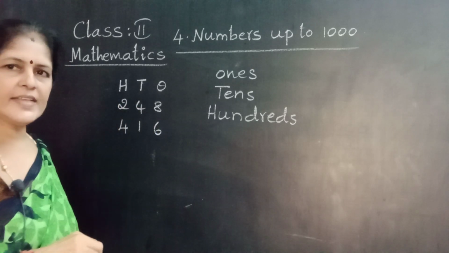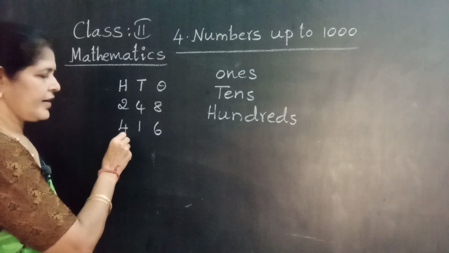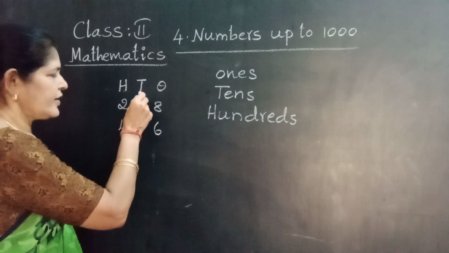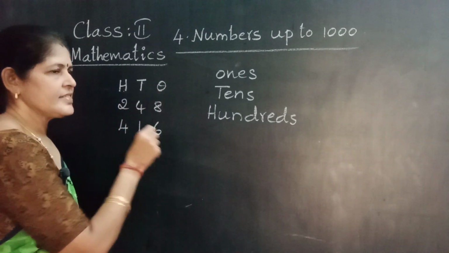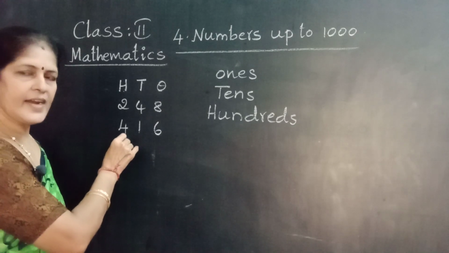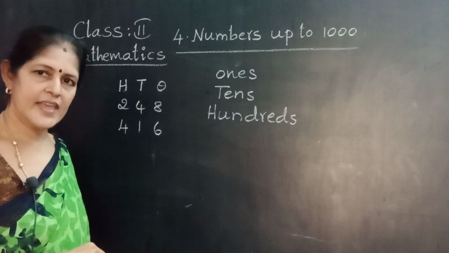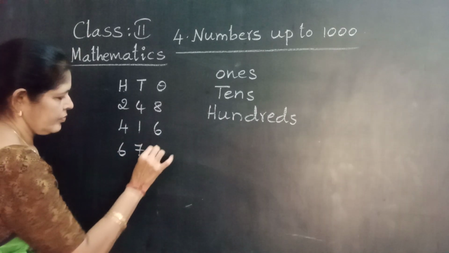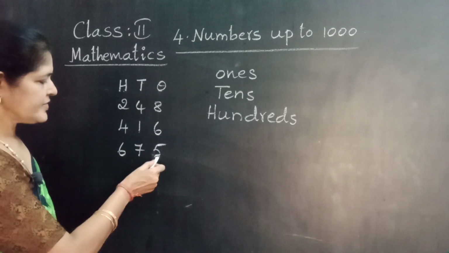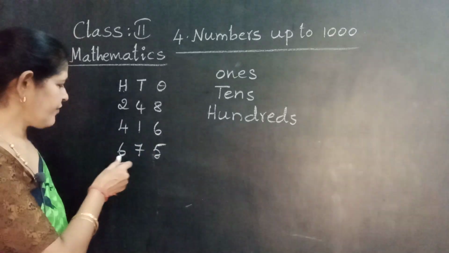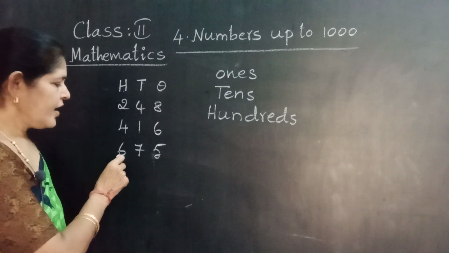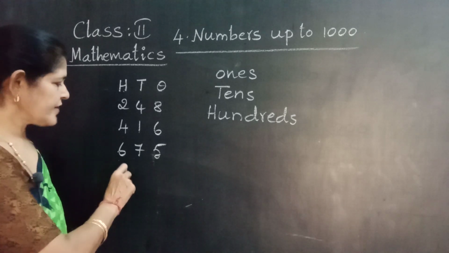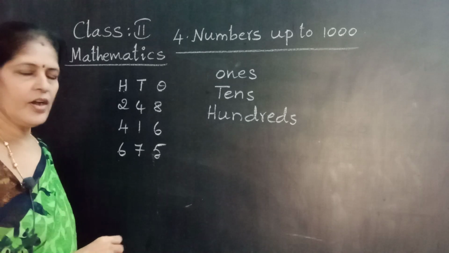416. How to read this number, children? 4 is in the hundreds place, 1 is in the tens place, 6 is in the ones place. Start with the hundreds number. 416. Next number. Ones place having 5, tens place having 7, hundreds place having 6. How to read this number? 675. Okay, another one.